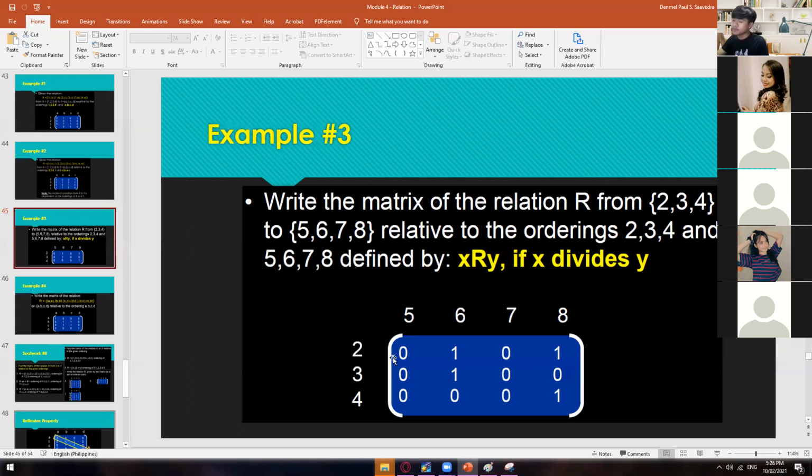So 5 divided by 2, so 0 since they are not related with each other. And then 6 divided by 2, so yes, just make that one 1 since you can divide 6 by 2. 7 divided by 2 is no. 8 divided by 2 is yes, so just make that one 1. 6 divided by 3 is a yes. And then 8 divided by 4 is a yes. And then the rest are already 0, since they weren't able to form a relation with those coordinates.